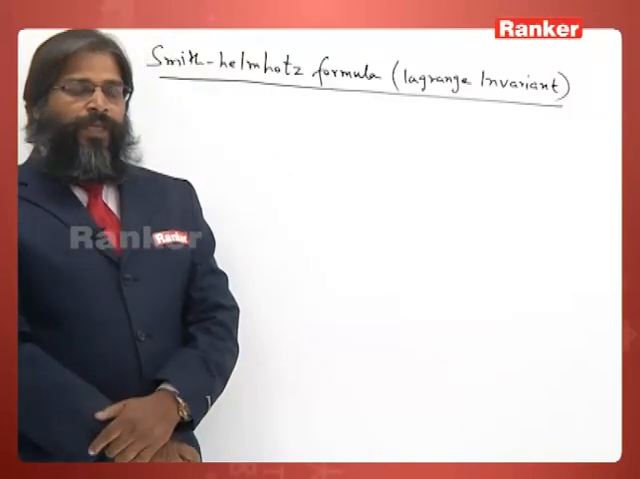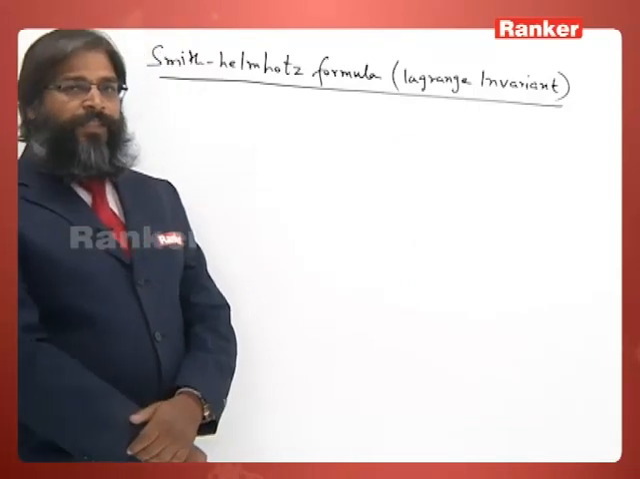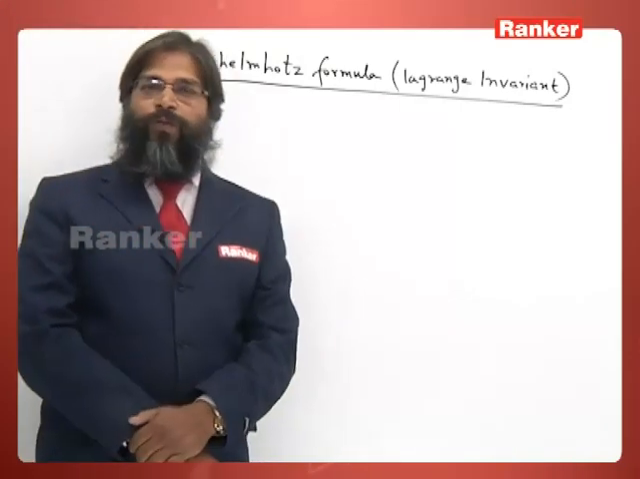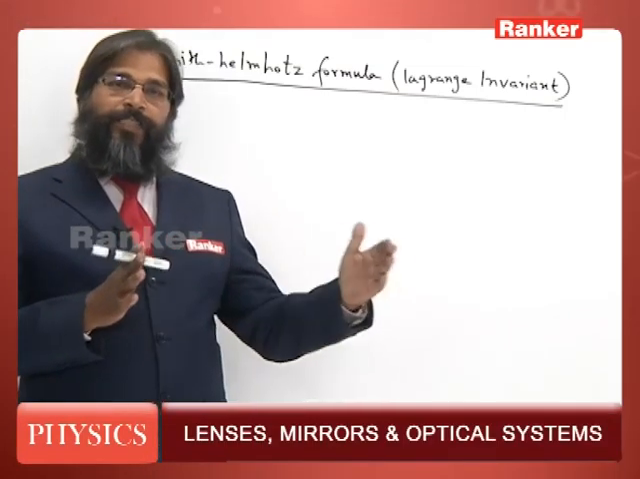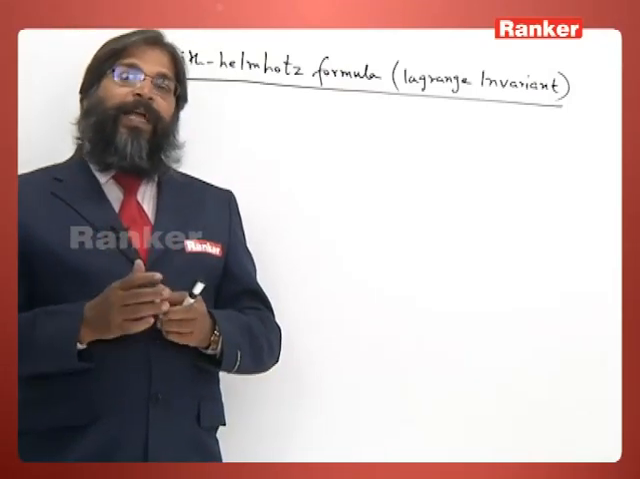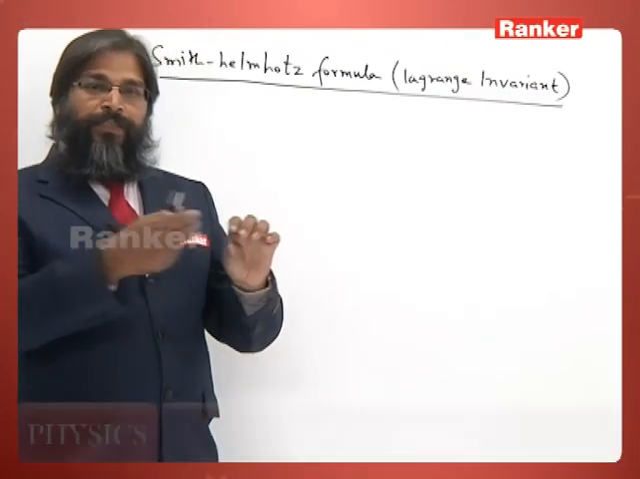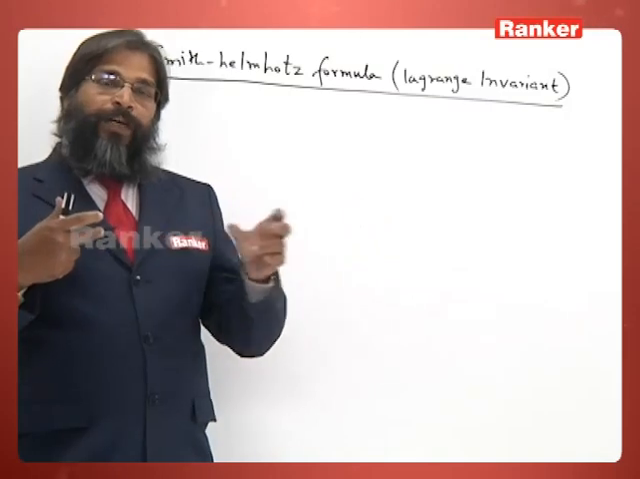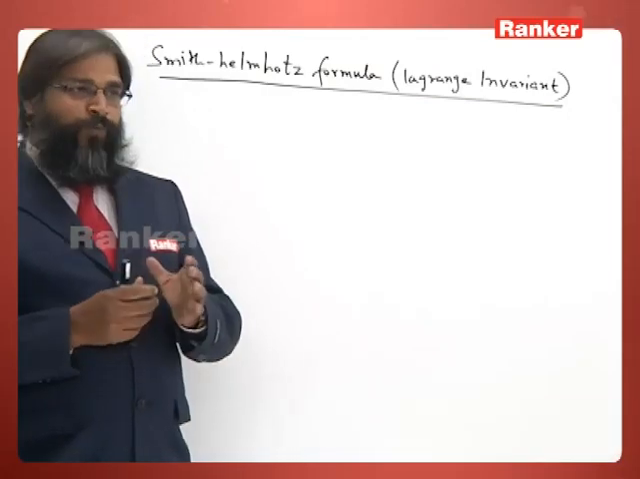So, now come to Smith-Helmholtz formula or Lagrange invariant. This is popularly known as Lagrange invariant, and this formula is very helpful for the design of zoom lenses, where there are many optical systems, many lenses, combination of lenses. So, when we have to calculate the net magnification produced or the image size in the middle of a large combination of lenses or at any place, then this Lagrange invariant formula is very helpful.